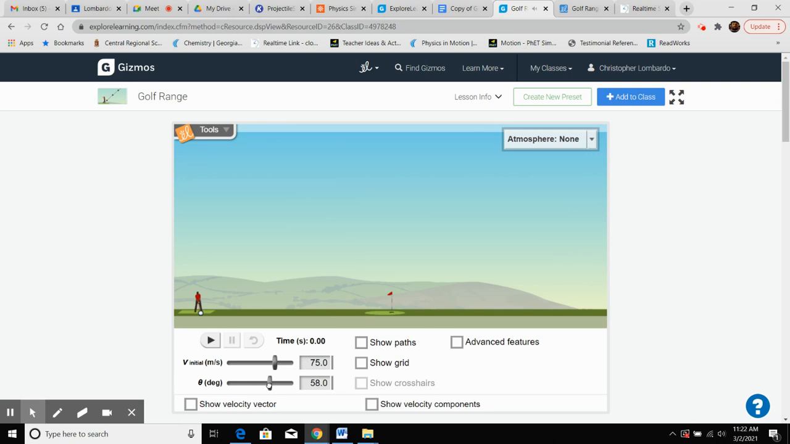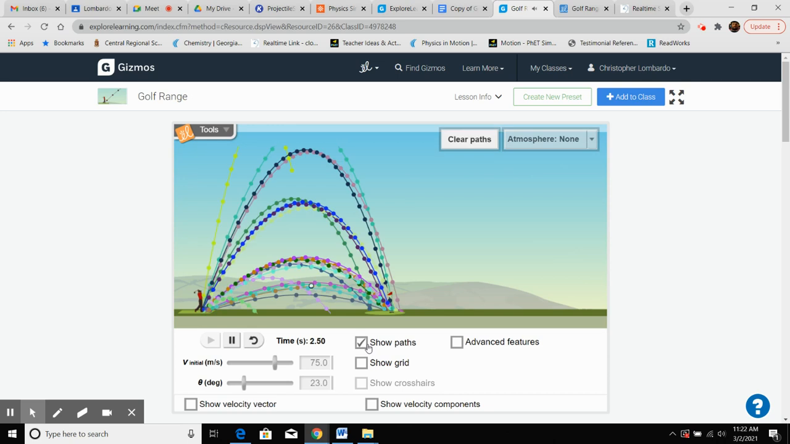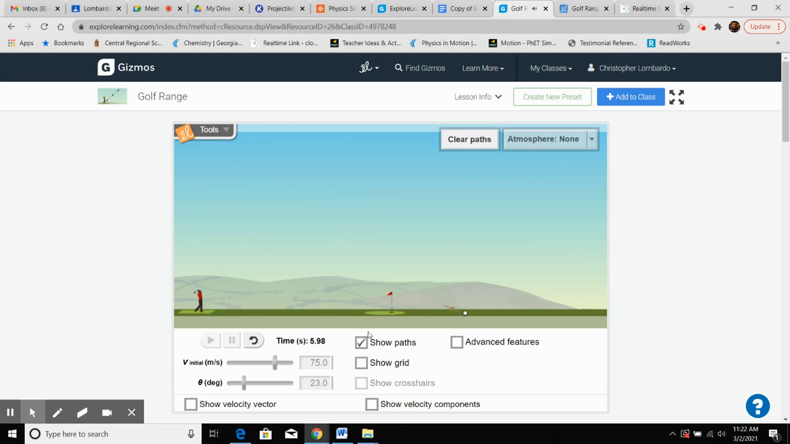JC, pick a number. 23? It's close enough. Okay. Now I'm going to put show path. I'm going to clear paths and redo that real quick. Okay, so it lands this distance. What plus 23 is going to give me 90?